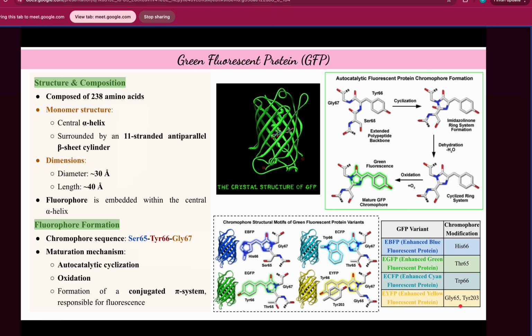Similarly, for yellow color, we can change the 65th position. Instead of serine, we can add glycine, and at the 203rd position, we can add tyrosine. That can also increase the intensity of the yellow light. So it will emit light of a wavelength equal to yellow light. It is known as the enhanced yellow fluorescent protein. So this shows you what the composition of a fluorescent protein is, and how with modifications we can even vary what light it will emit.